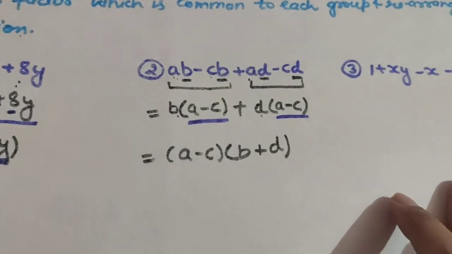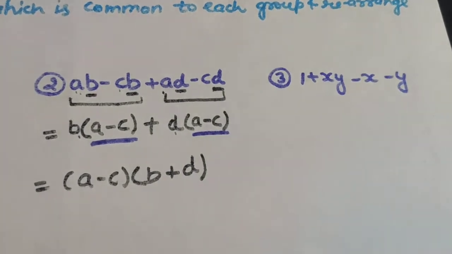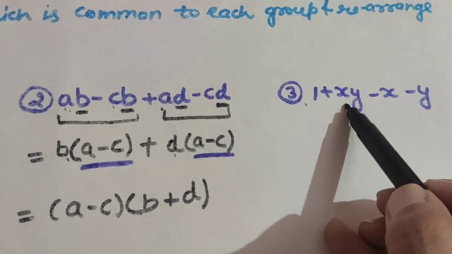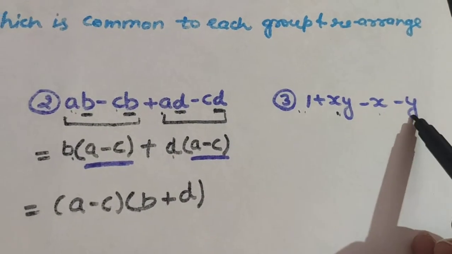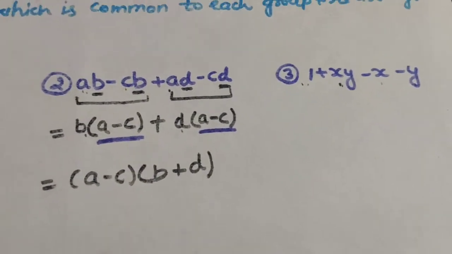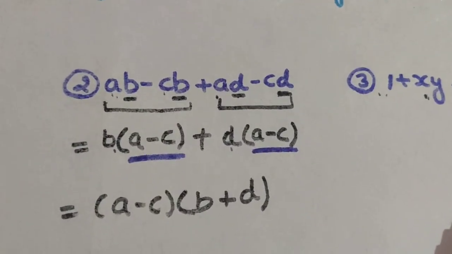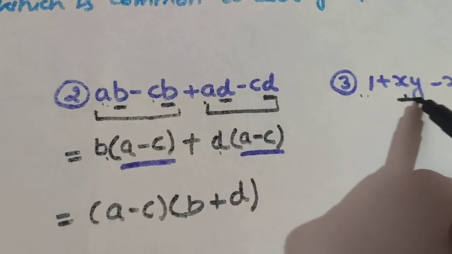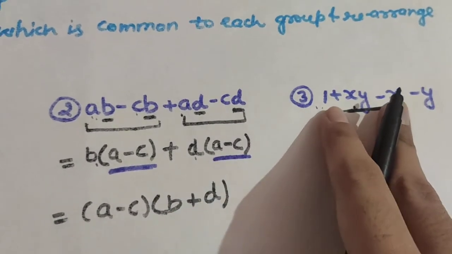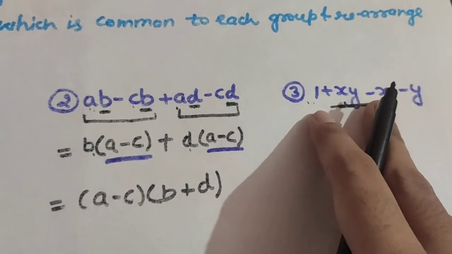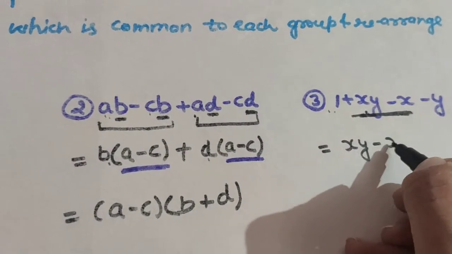Now let us look at one more example. It's 1 plus xy minus x minus y. When we look at the first and the second term, there is nothing common. In the third and the fourth term also there is nothing common. So we have to arrange the terms such that we get a common factor in each group. When we look at the second and the third term, x is common between them. So we can make a group of the second and the third term: xy minus x.